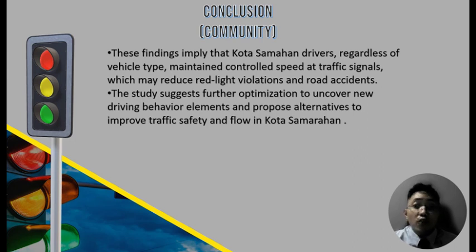Okay, conclusion in terms of community. Based on the control charts and histogram analysis, we can conclude that on average, driving speeds for all 3 vehicle categories exhibit statistical control over the period of the 3 days. The relative stability of average driving speed within each group indicates consistent law obedience or adherence to traffic signals and a reduced risk of running red lights. These findings imply that Kota Samarahan drivers, regardless of vehicle types, maintain controlled speed at traffic lights.